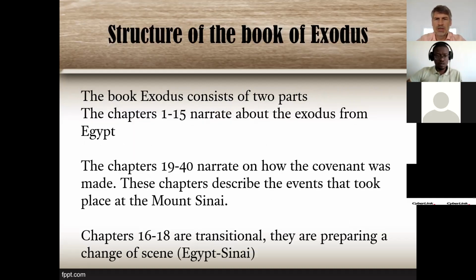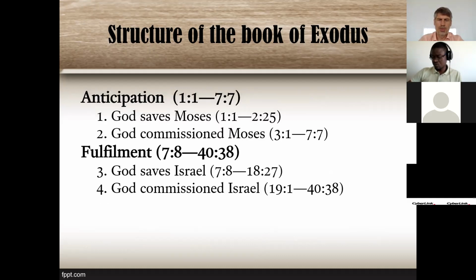So let us speak about the structure of the book of Exodus. I would like to divide it into two parts. The first part is about the Exodus from Egypt, and these are chapters 1 to 15. The second part is from 19 to 40, and this is the narrative of what happened at Mount Sinai. The chapters from 16 to 18 are transitional, so they are just a change of the stage from Egypt to Sinai. So this is just a short explanation of the structure of the book.